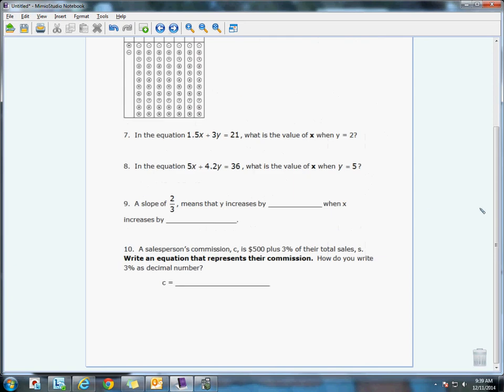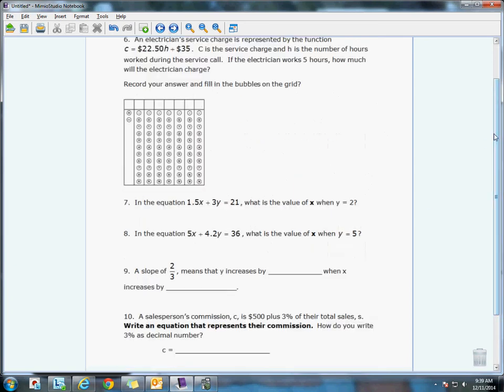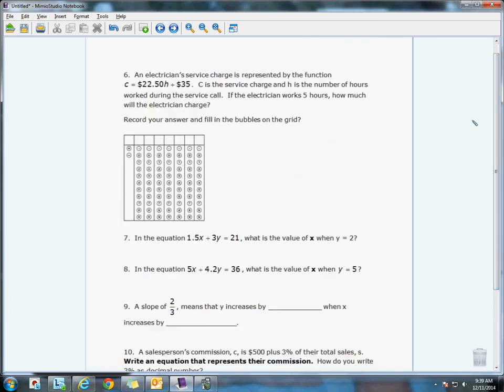Alright, number 6 says an electrician's service charge is represented by the function C equals 22.50 times H plus 35. C is the service charge and H is the number of hours worked during the service call. If the electrician works 5 hours, how much will the electrician charge? Record your answer and fill in the bubbles on the grid.